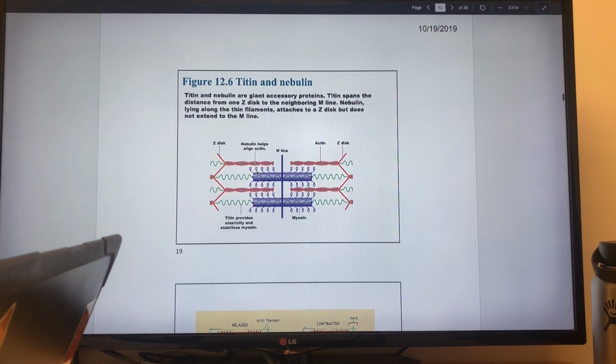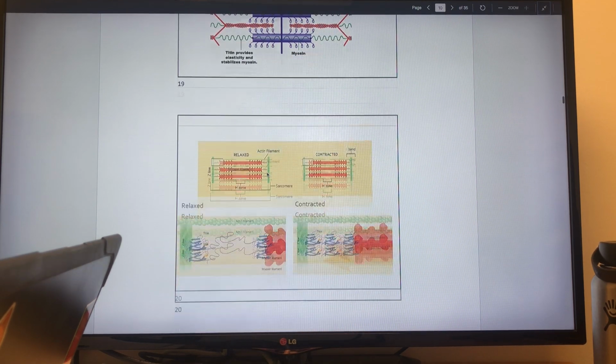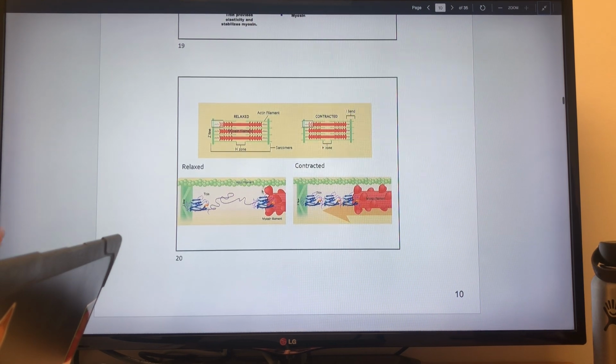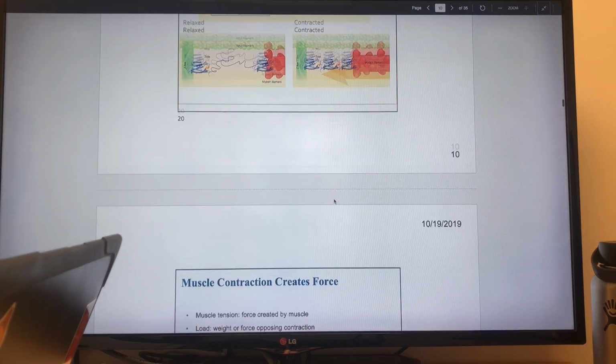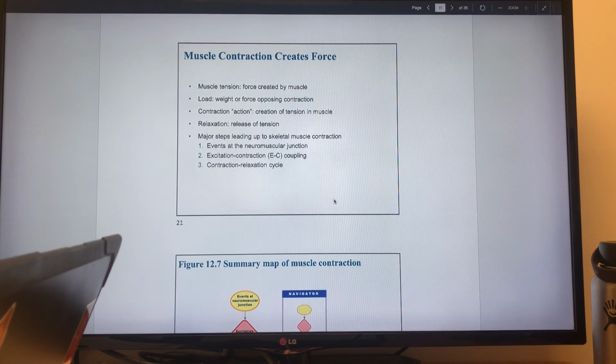So here's a good picture of it. Nebulin's right here, and it helps align the actin, and then it binds to the myosin. Coolio? And this is just showing you the relaxed and contracted state of the titin. So for example, here's relaxed. See how it's all nice and spread out? Like a spring, it's uncompressed. And then you contract the muscle, it gets contracted as well, and supposedly builds up potential energy. She didn't go too much in depth on that.